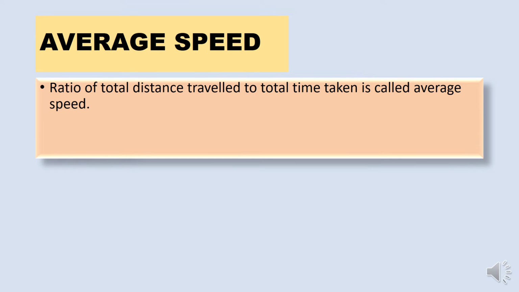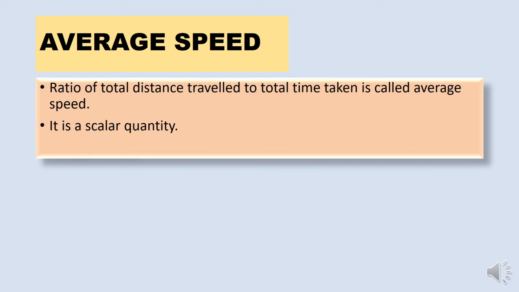The ratio of total distance traveled to total time taken is called average speed. Whatever total distance is traveled when a body is moving, upon the total time taken, is called the average speed.